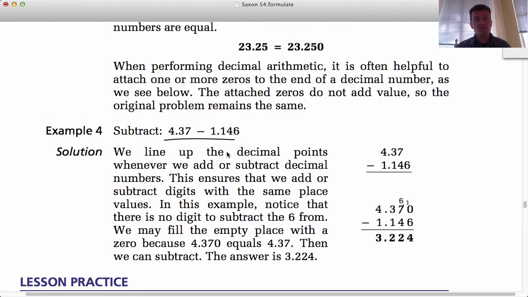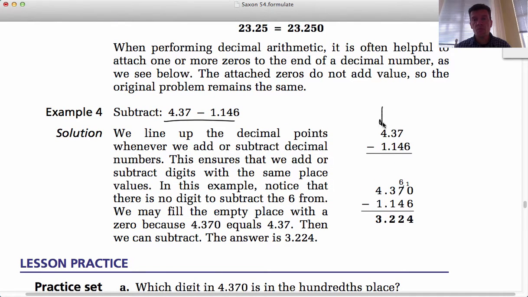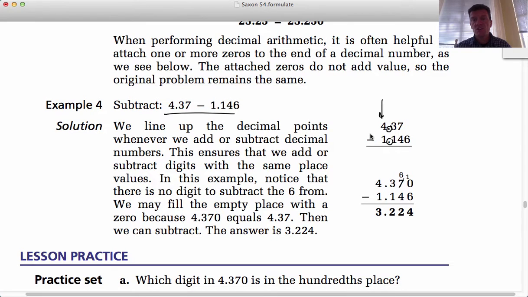Also, when you're adding or subtracting, it's important to line up the digits that are in the same place value. We make sure we do that by aligning the decimal points. So make sure the decimal points are always vertically aligned, and then all the other digits should fall in place. And then you can go ahead and subtract accordingly or add accordingly in order to get the right answer.